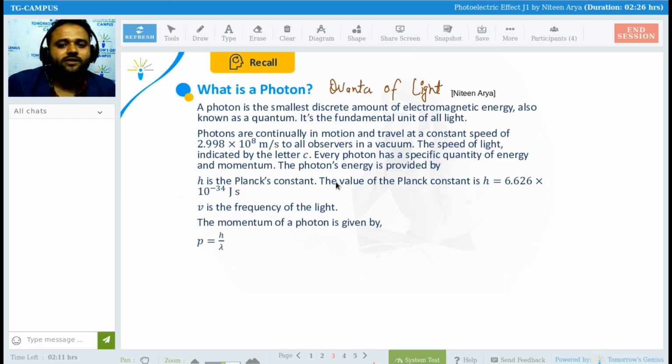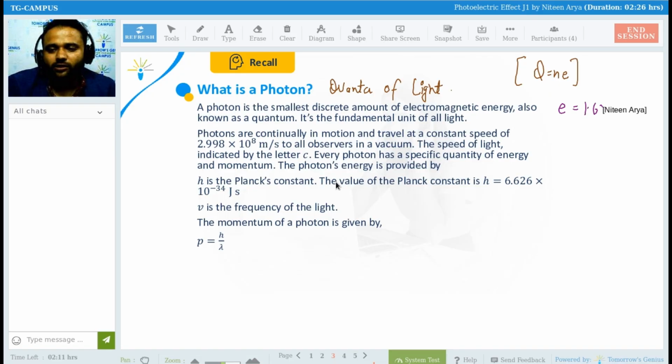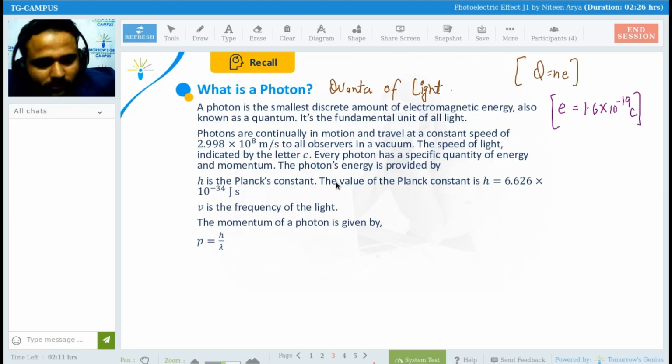What does it mean? Quanta of light means, as we know, the charge Q equals nE, right? So e is the smallest charge present in any particular subatomic particle, or anywhere. So every particular charge we are going to represent with this electronic charge. In the same sense, when light is going to be represented, we are going to talk about photons. So the intensity or the amplitude contains n number of quanta, or n number of light particles, and that light particle is basically a photon. Is this clear, everyone? Clear now?